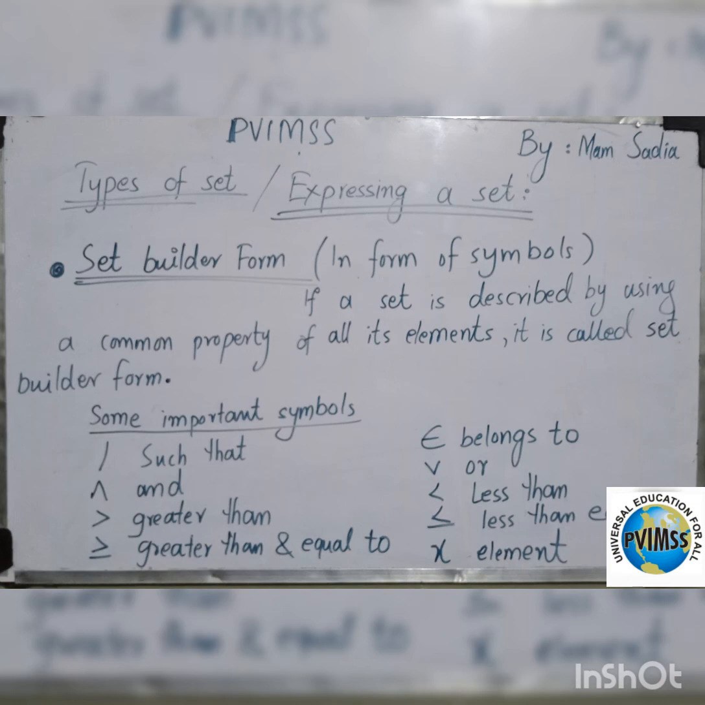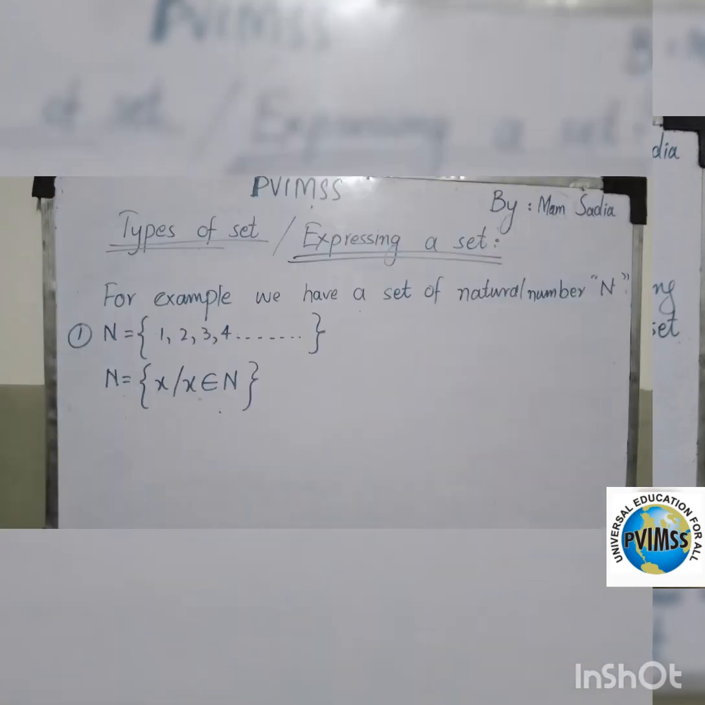And you also know different types of sets, like even numbers, natural numbers, odd numbers, etc. We'll now take some examples. For example, we have a set of natural numbers, and you know natural numbers are denoted by N, but we don't know the limit of this set, meaning we don't know the last element. We'll write in tabular form: 1, 2, 3, 4 and so on.